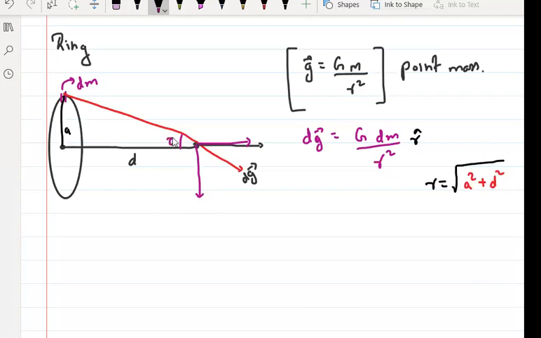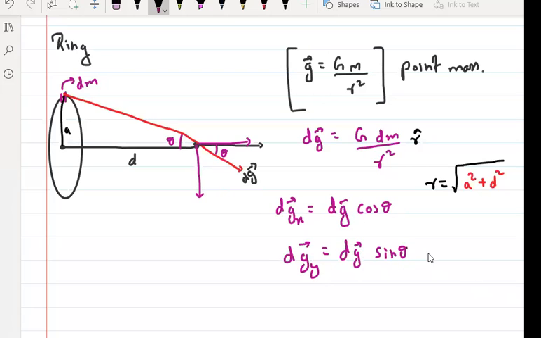This angle is theta, so this angle is also theta using vertically opposite angles, right? So I can say that dg vector in x component is dg cos theta, right, and dgy. Now tell me, what is dgy? Tell me. Dg sin theta.